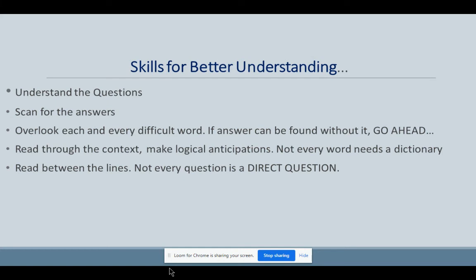Context in any text is very, very important. We always need to make logical anticipation using the context, and read between the lines. Not every question is a direct question. We have talked about it already.